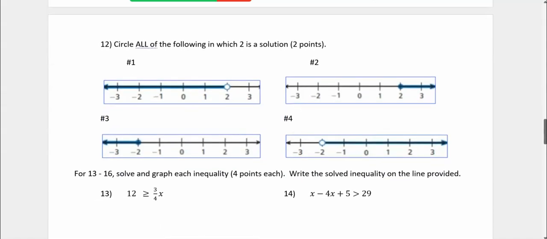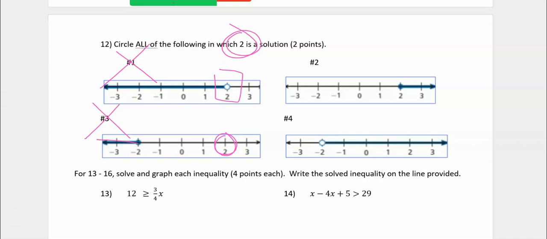Next page, number 12. Circle all of the following in which 2 is a solution. All right, so we've got to look at these graphs here. And remember, if you forget, open circles mean you didn't shade over 2. 2 does not work if it's an open circle. So number 1, 2 is not shaded in. That's the only one where 2 has an open circle above it. If you look at number 3, I'll just do a process of elimination. Here's 2. We shade on the number line where the solutions are. So this one's not a solution because the shading's over here, numbers less than or equal to -2. So that one doesn't work.